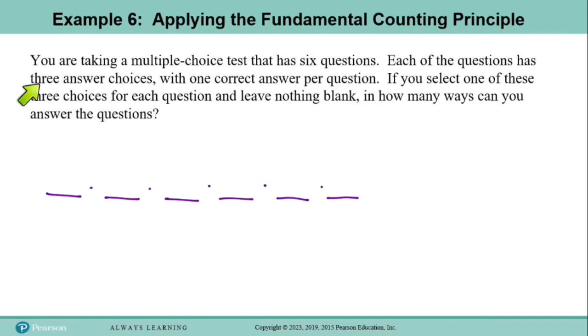There are 3 choices for each question, so I'm going to have a 3 in each blank. There are 1, 2, 3, 4, 5, 6 3's being multiplied together here. So that is 3 to the 6th power, and that comes out to 729.